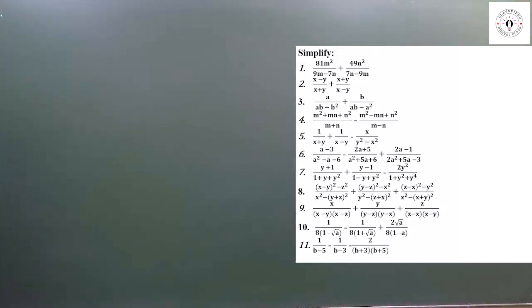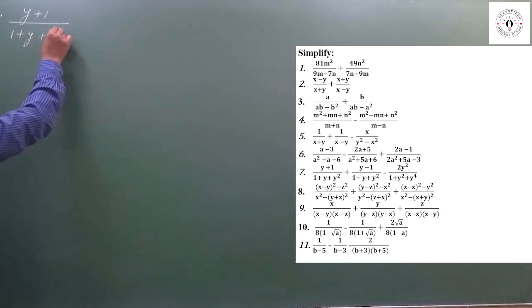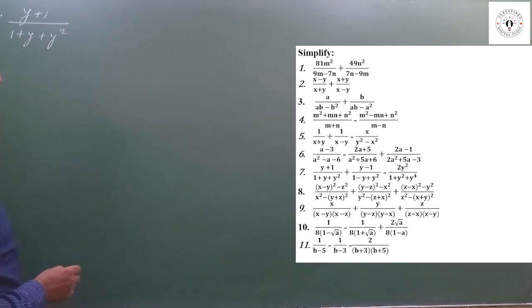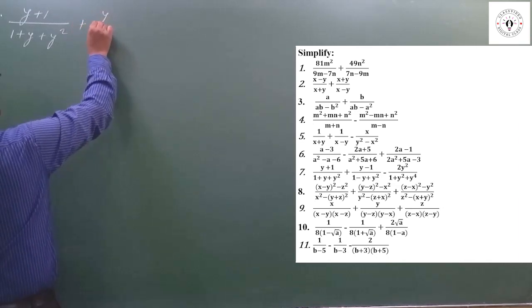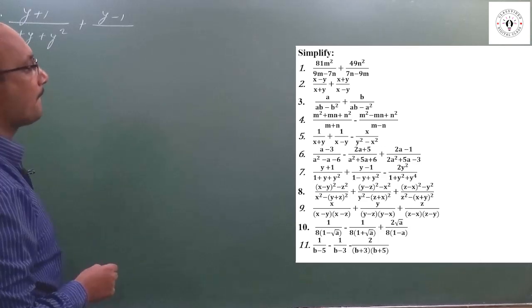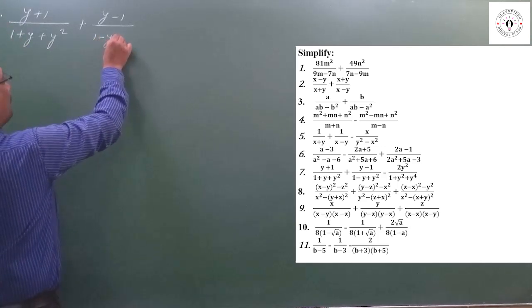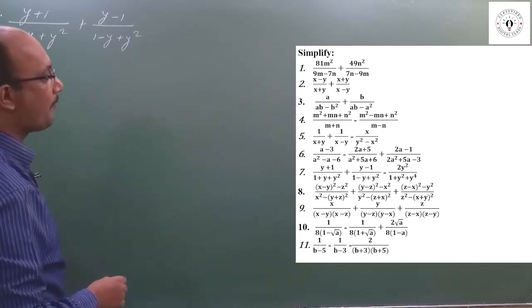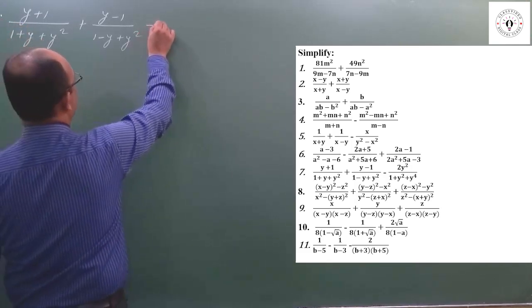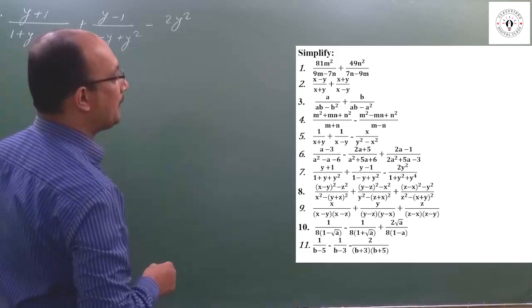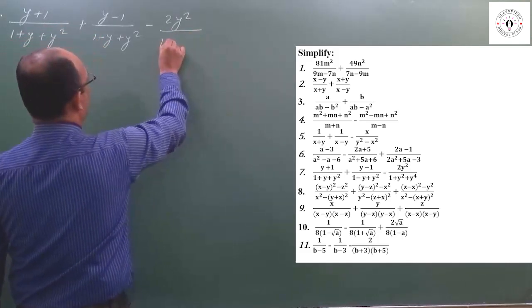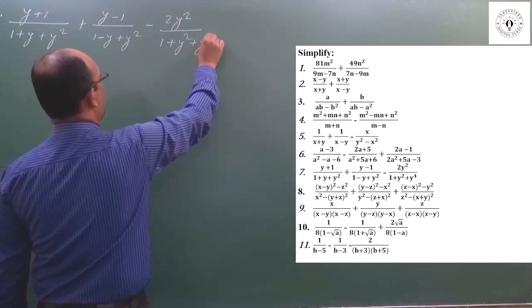Type of question is very important for SCE point of view. Question number 7 is (y + 1)/(1 + y²) plus, similarly, the second fraction is (y − 1)/(1 − y + y²) minus 2y²/(1 + y² + y⁴).